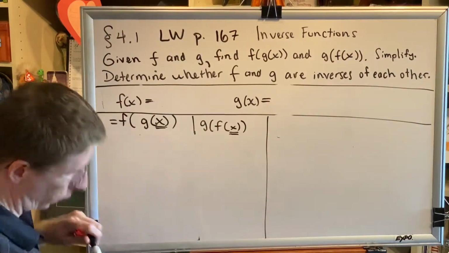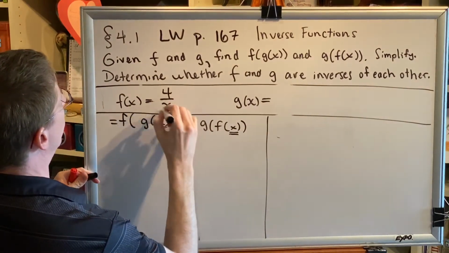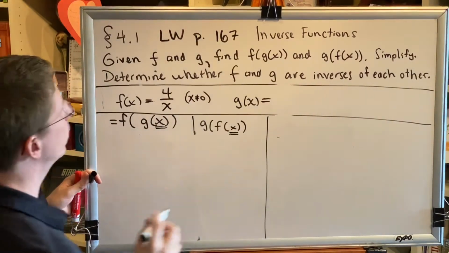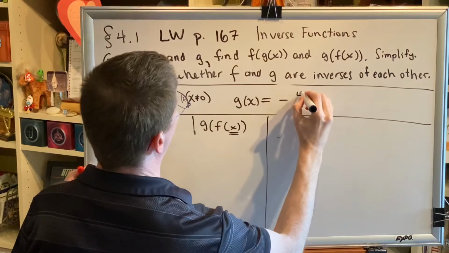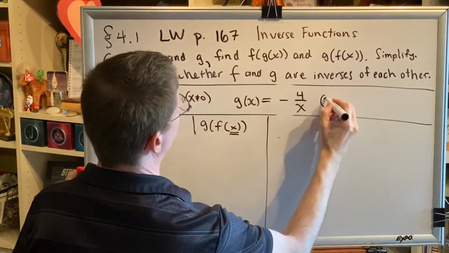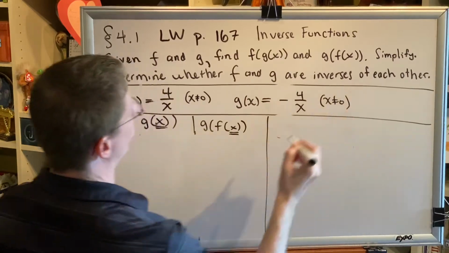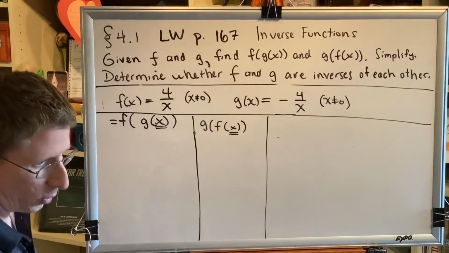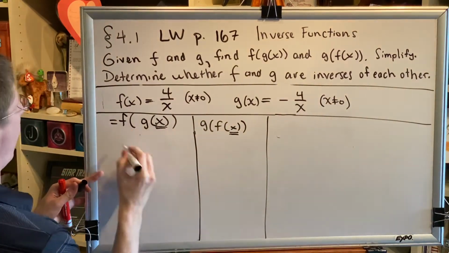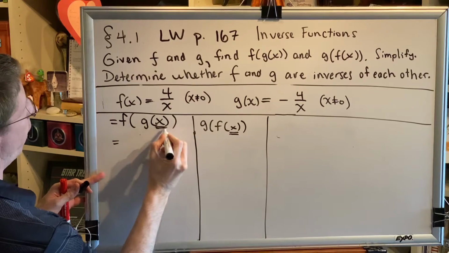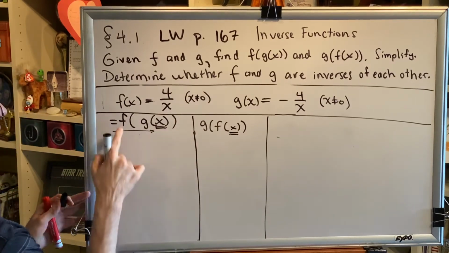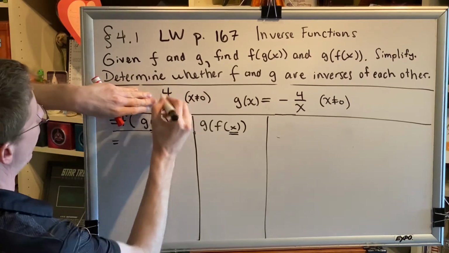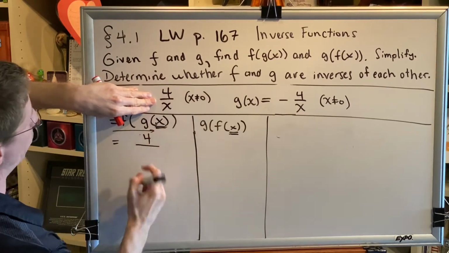F of x equals 4 over x, and they are telling us in the problem that x is not allowed to be equal to 0, and that's fine. G of x is equal to negative 4 over x, and once again they're telling us that x is not allowed to be 0 in the problem. Okay, let's proceed. F of g of x. So this is a variable, so we work from the outside in. We start with function f, specifically the right side of function f. So we're going to write this, but in place of the x, we're going to write g of x.